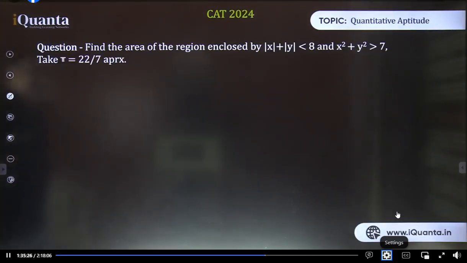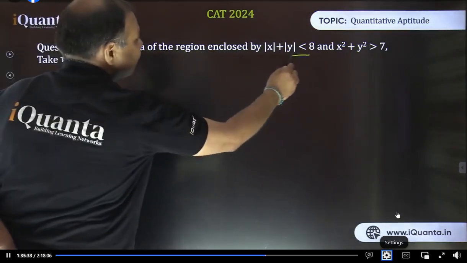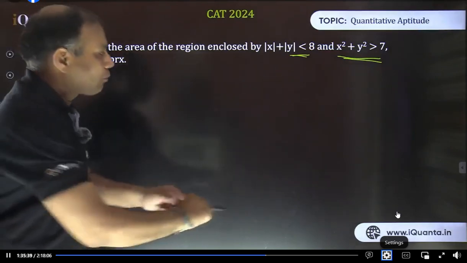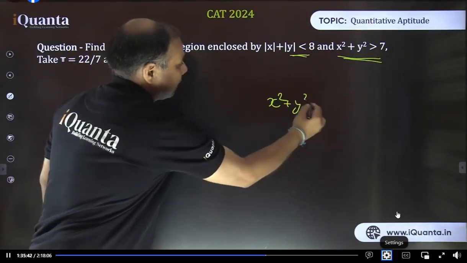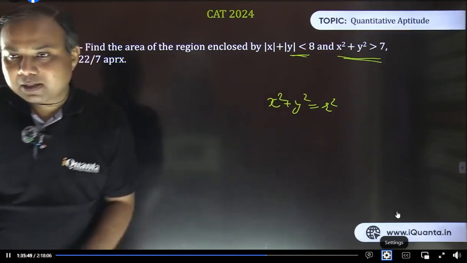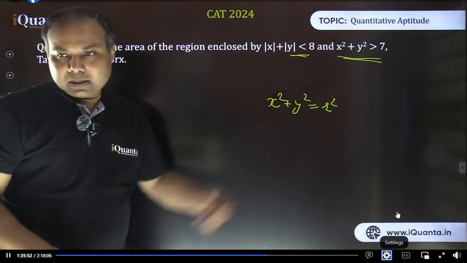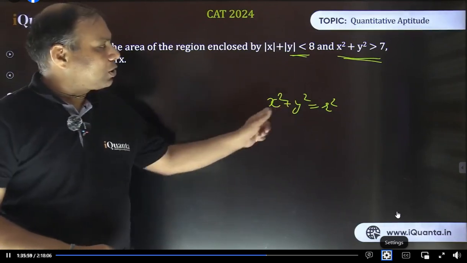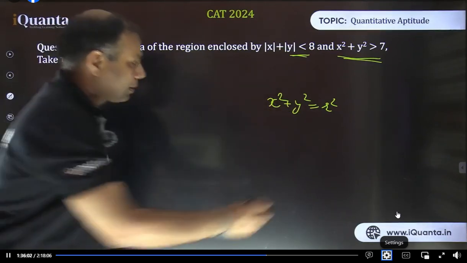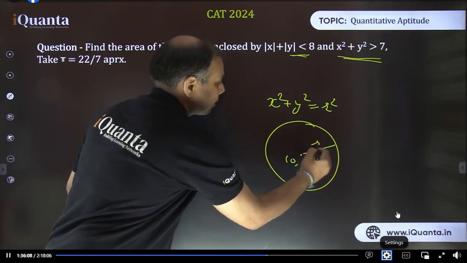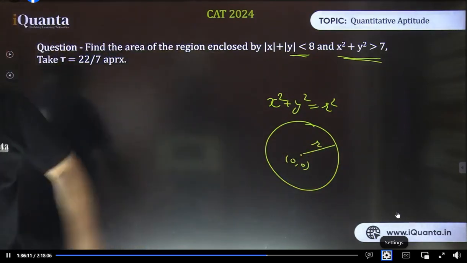Do this one. This is also again an easy question. Find the area of the region enclosed by mod x plus mod y is less than 8 and x square plus y square more than 7. I hope you people know that x square plus y square equals r square. What does this equation represent? Which graph is represented by this equation? It is a circle, with center 0, 0 and radius r. Okay? Now answer this question.